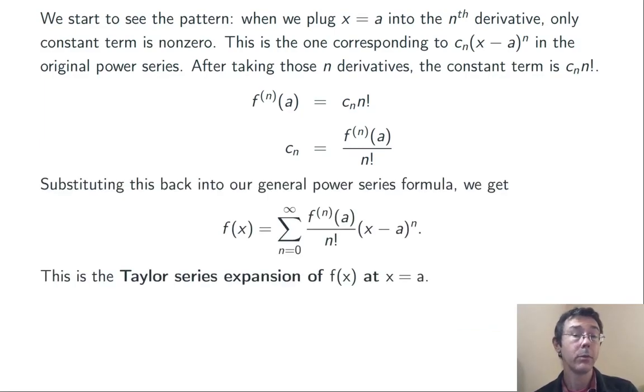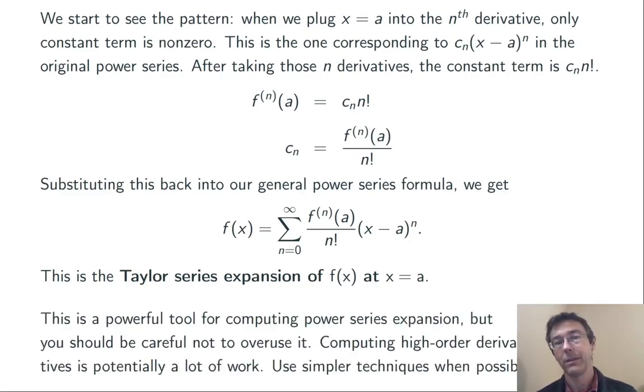Plugging that back into my original power series, I get what we call the Taylor series expansion of f of x at x equals a. The sum from n equals 0 to infinity of the nth derivative of f evaluated at a over n factorial times x minus a to the n. This is very, very useful. If you can take derivatives of a function, you can compute coefficients for its power series.